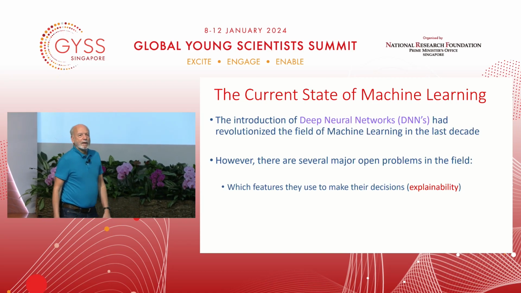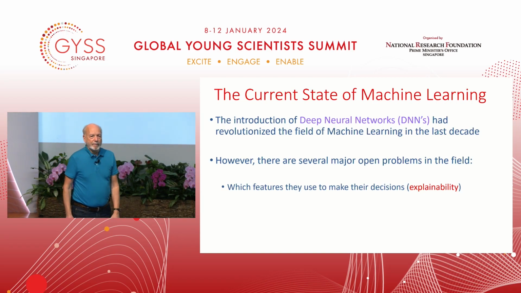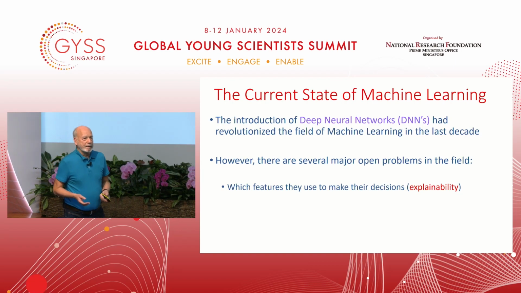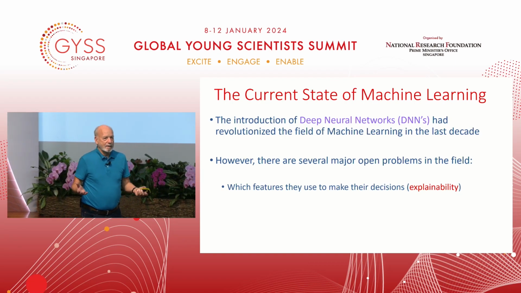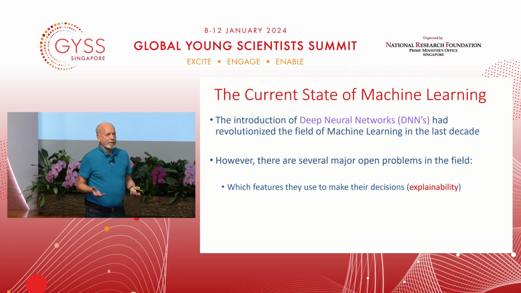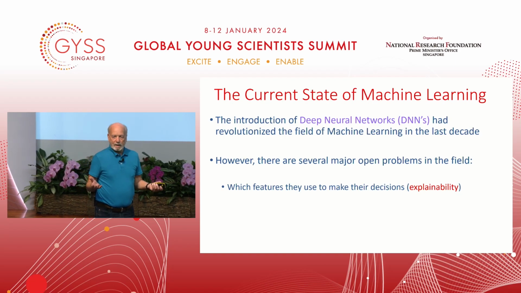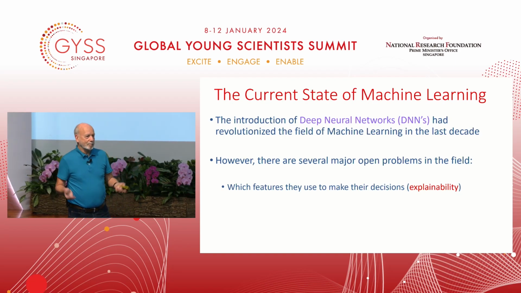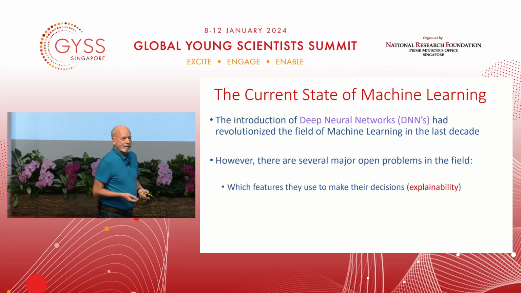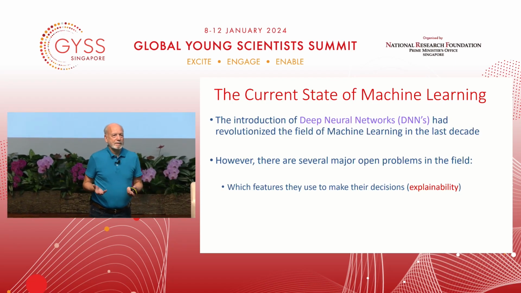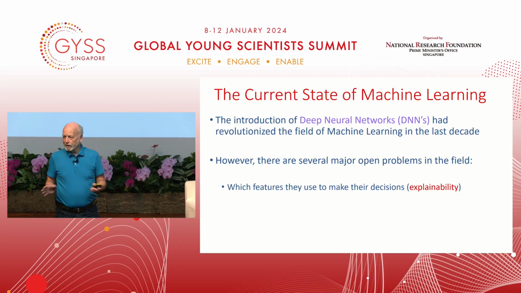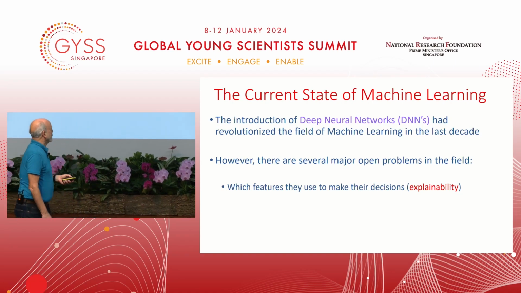But there are several remaining major problems in the field. First of all, there is the issue of explainability. How do the deep neural networks learn to distinguish between two classes? They are successful. You give them examples of the two classes, and they will tell you 99.9% of the time the correct answer. But how do they distinguish between cats and dogs? We have no idea. So that's problem number one.